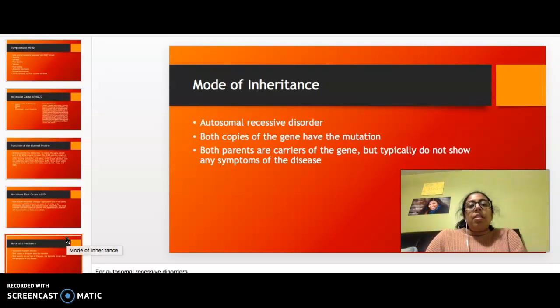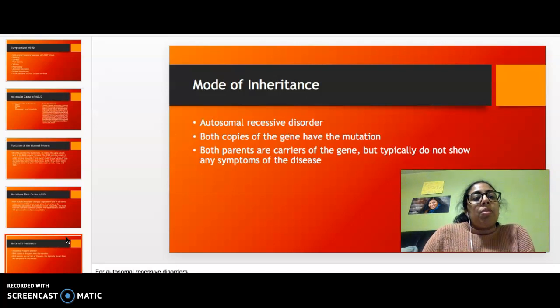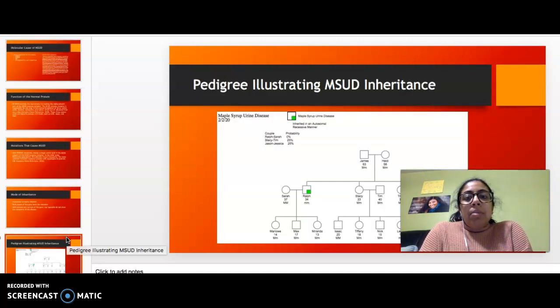Mode of inheritance. This disorder, MSUD, is an autosomal recessive disorder, which means that both copies of the gene have the mutation. Also, in an autosomal recessive disorder, both parents are carriers of the gene, but you typically won't see any symptoms of the disease in the parents. They won't necessarily have the disorder, but they are carriers, so there's a potential for their kids to have that disorder. Here is a simple pedigree that illustrates this inheritance.